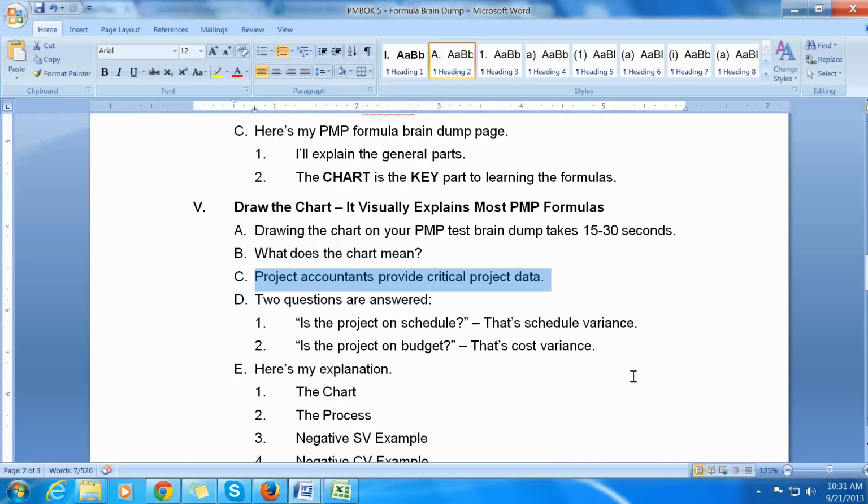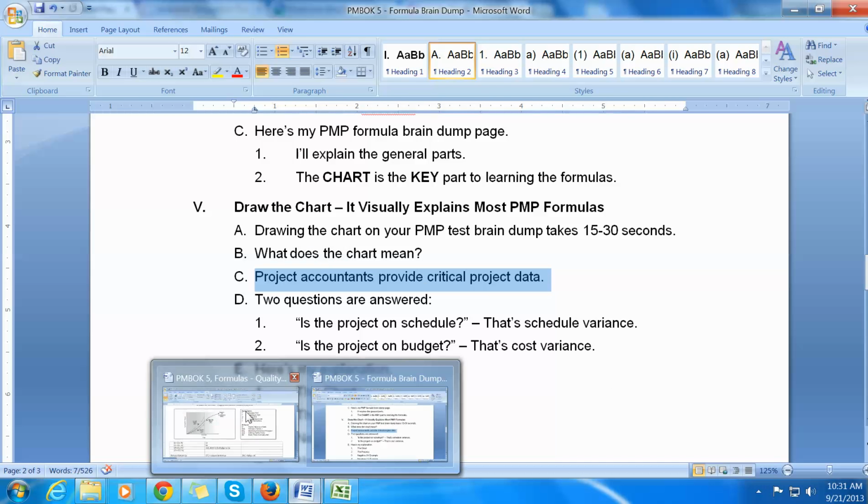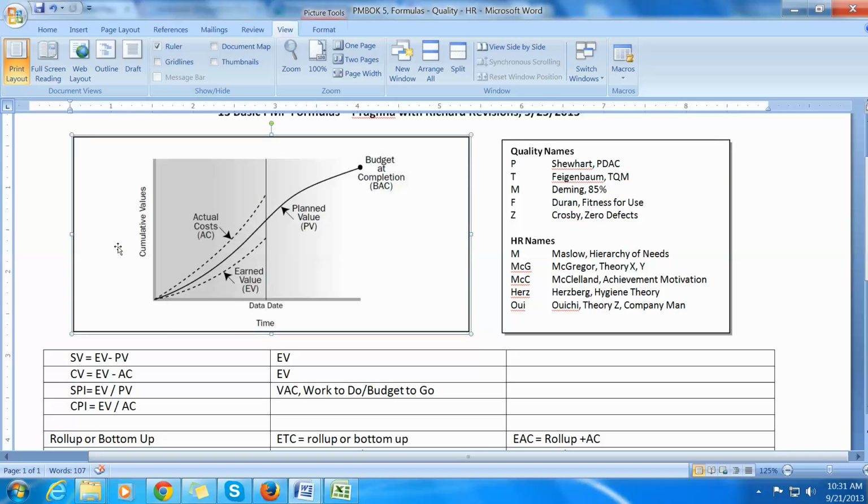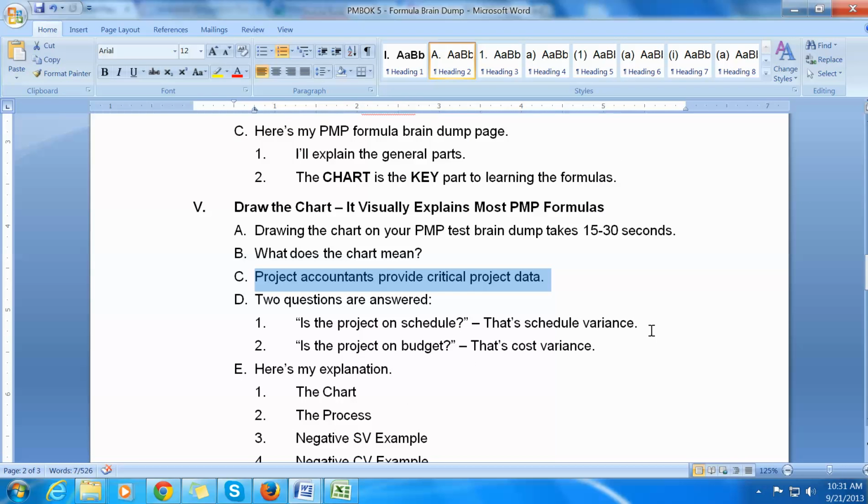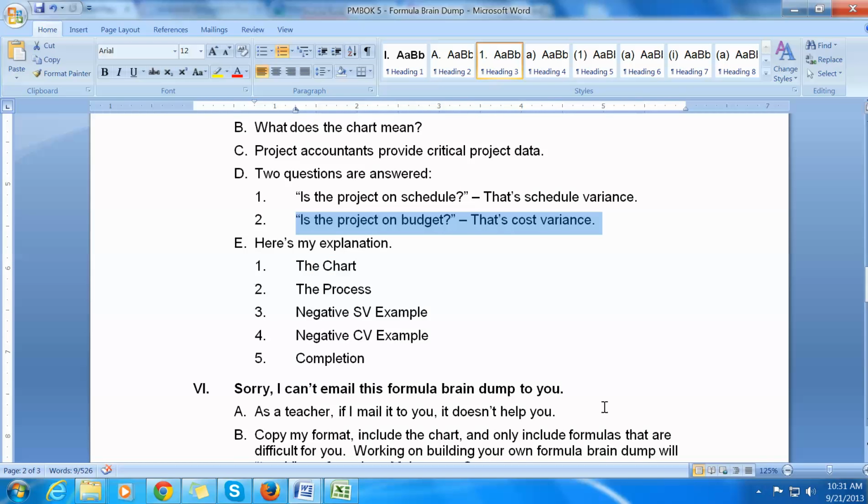So the chart that I showed you, getting back to here, this chart right here, makes a whole lot of sense in relation to these two questions. The questions are, is the project on schedule? That's a schedule variance question. And is the project on budget? And that's a cost variance question.